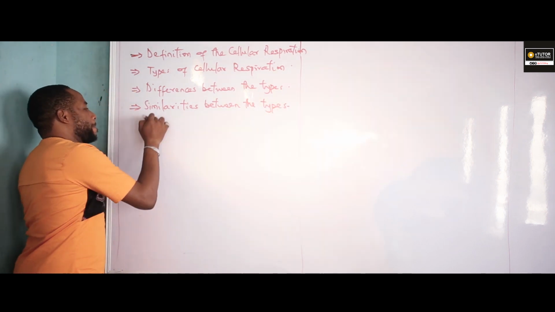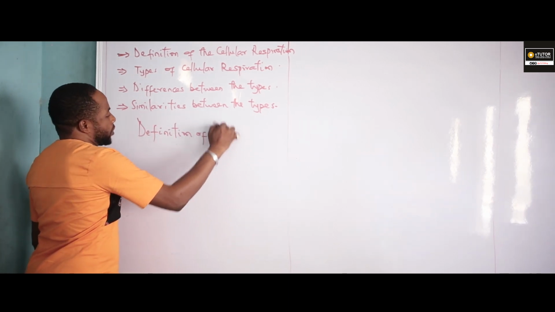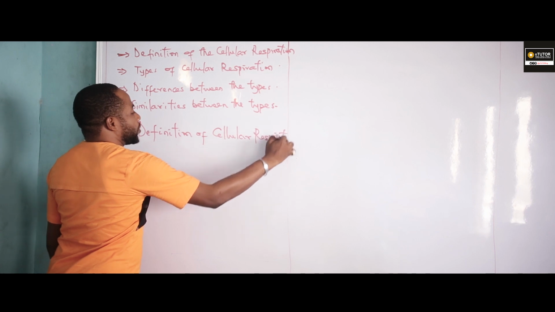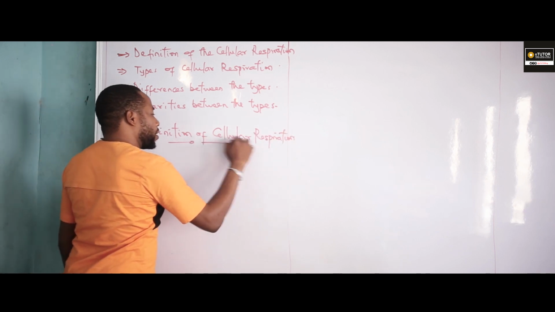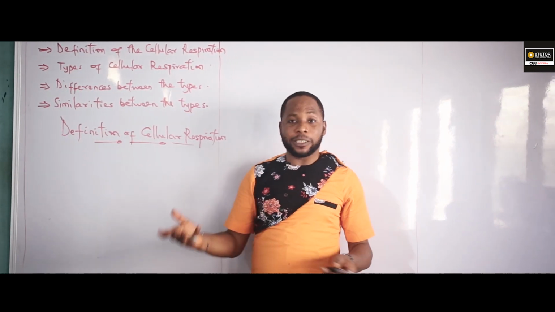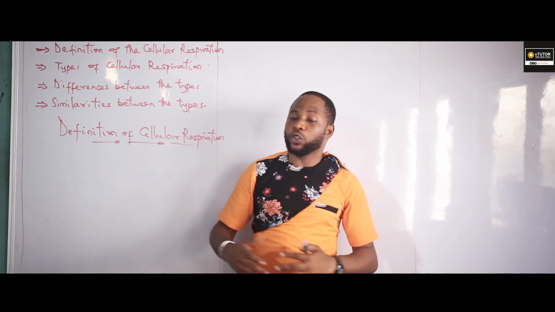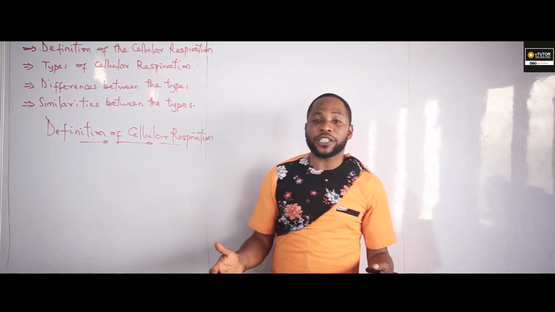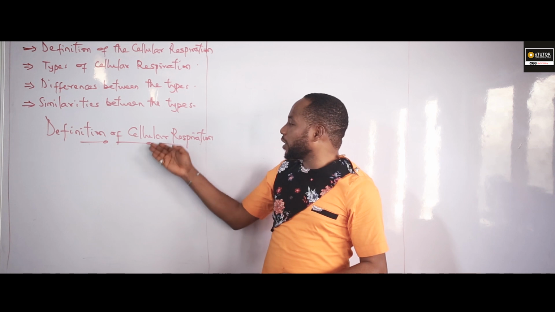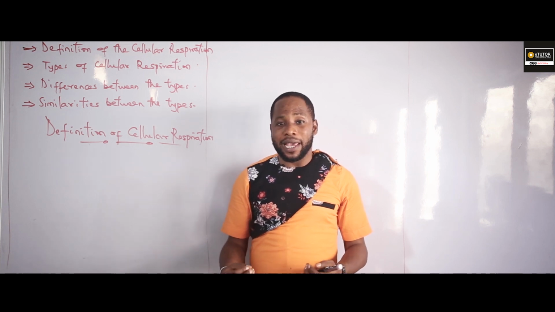Now, the first one, definition of cellular respiration. Cellular respiration is from two words, cellular and respiration. The word respiration simply means the conversion of food derived during nutrition into energy. Then the word cellular is from the word cell. That means the conversion occurs in the body cell.